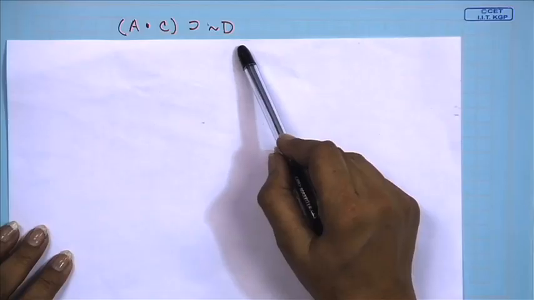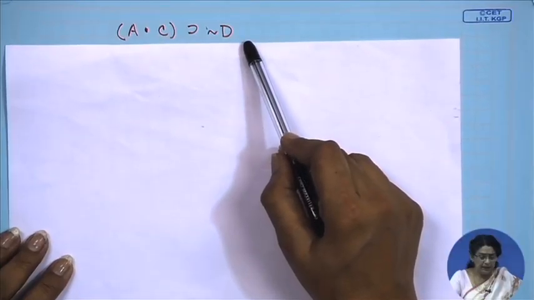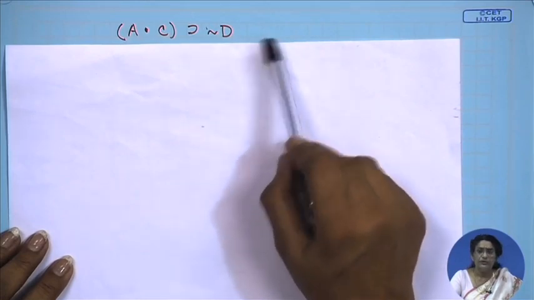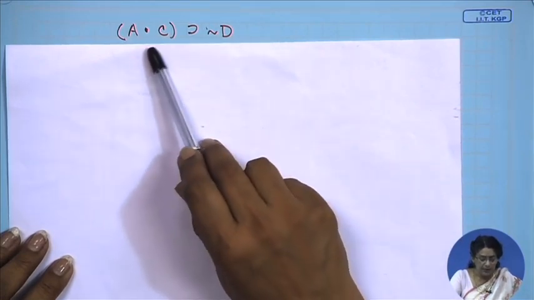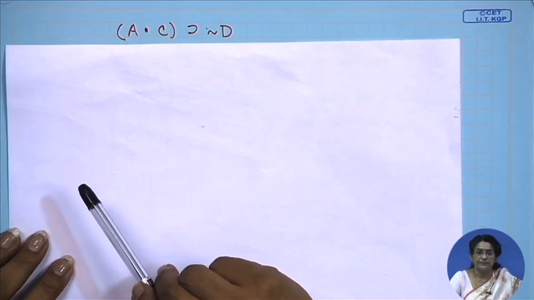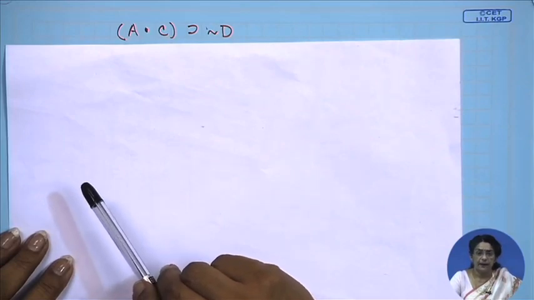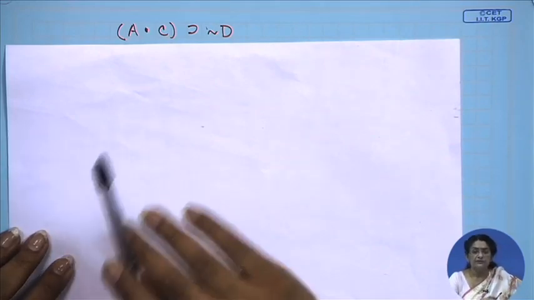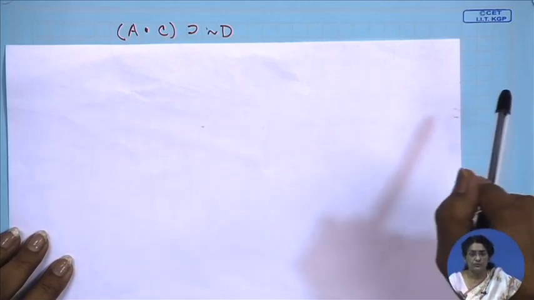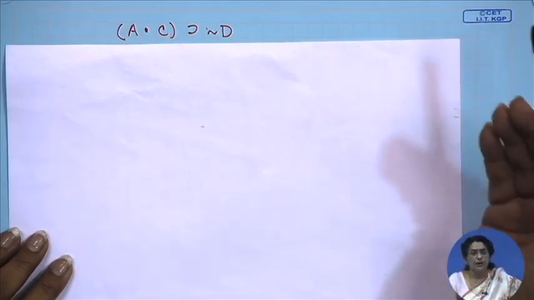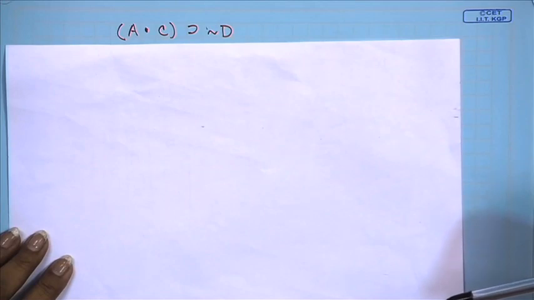This is A dot C horseshoe tilde D. We are going to do the truth table for this. So, what is the first thing to do? How many rows? 2 to the power 3. Again, we are going to have 8 rows.